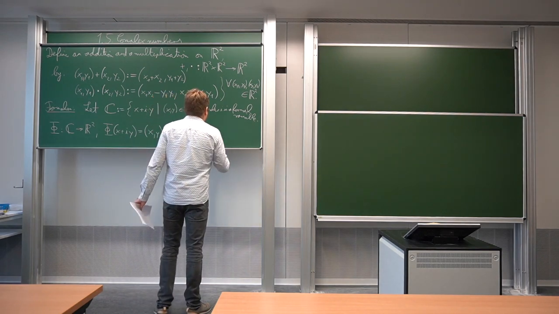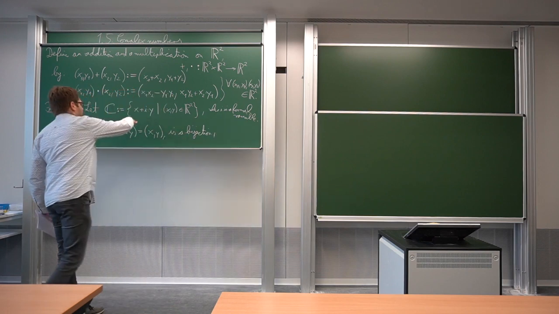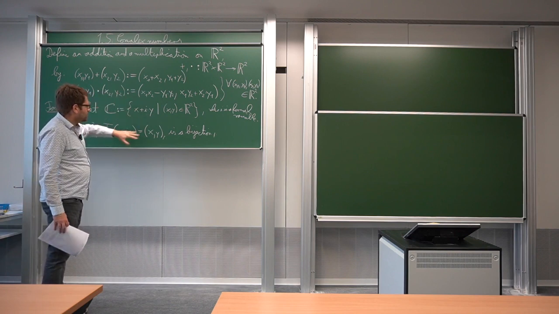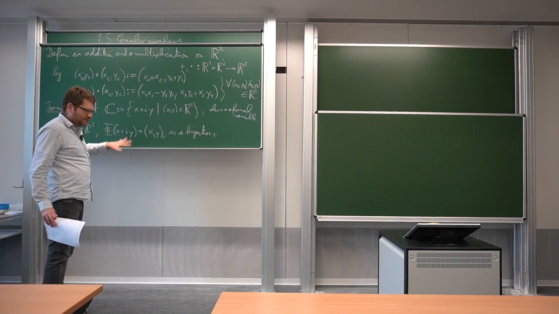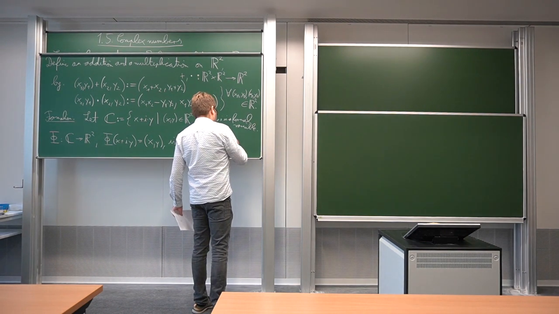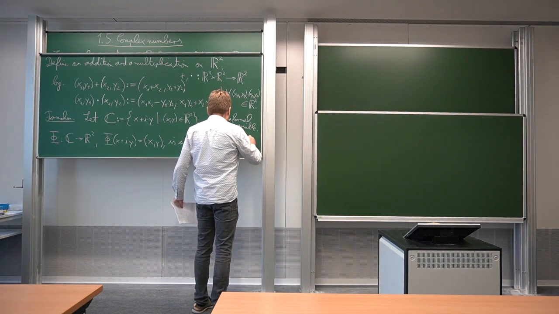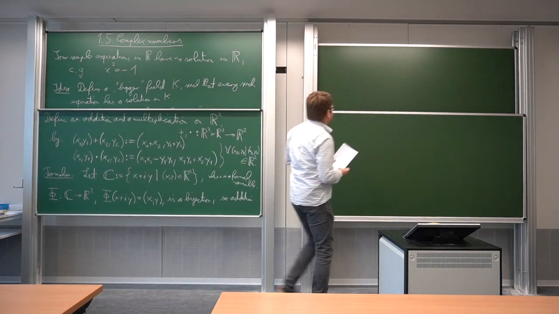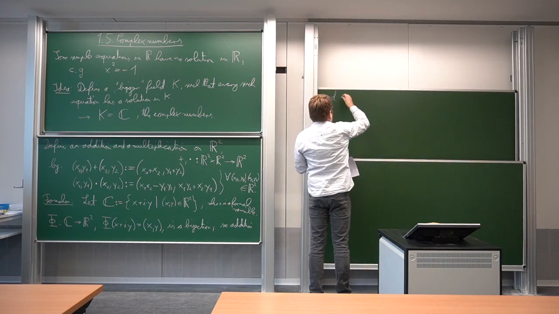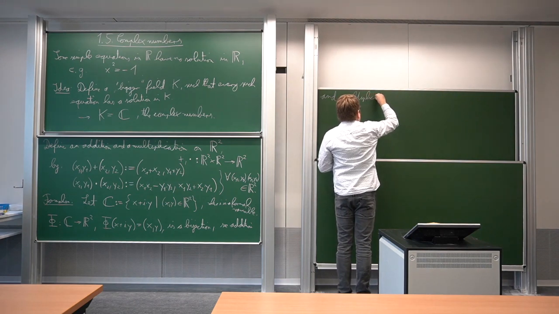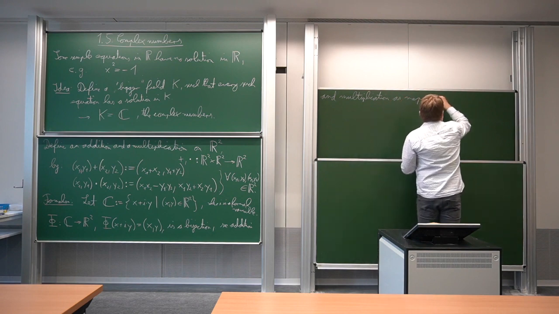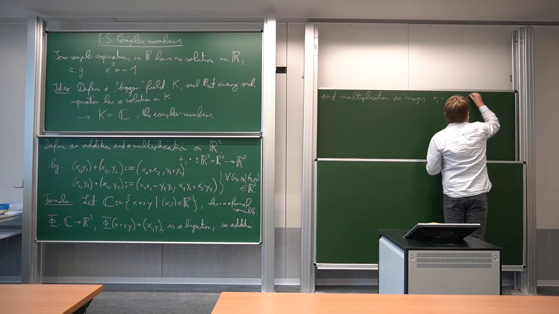Okay, and if we view elements of C as points in R2, we can of course consider the same operations, but this time write them as operations on C, using this formalism of x and I. Then we can see addition and multiplication as maps plus, dot from C times C to C.